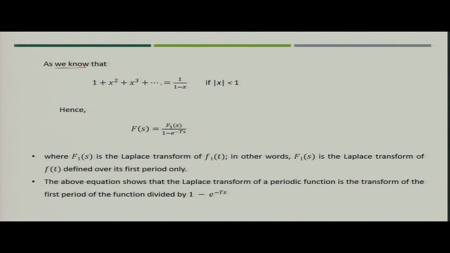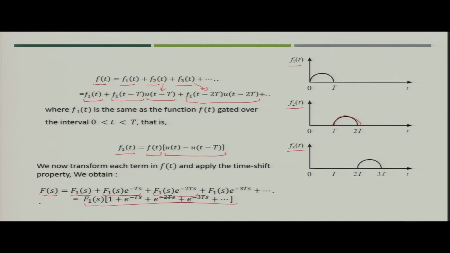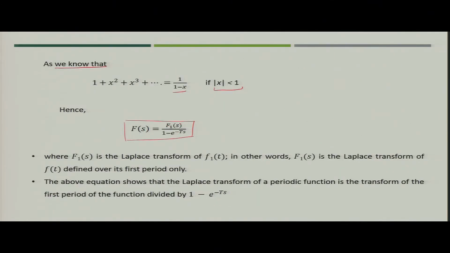Now, if you sum up the series 1 plus x plus x squared plus x cubed and so on, the sum of this particular series is 1 upon 1 minus x, provided the mod of x is less than 1. Using this property, you can simply write the value of F(s), that is the Laplace transform of a periodic function. We can write F(s) is nothing but F1(s) upon 1 minus e^(-Ts).